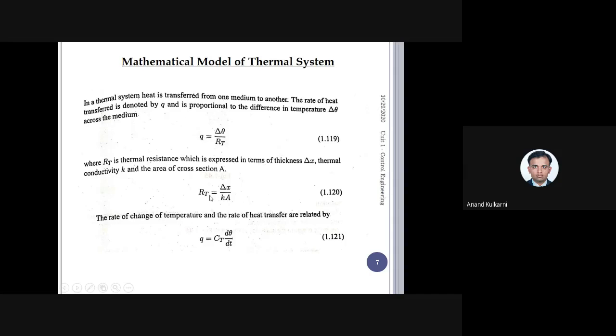Now, what is this resistance? Resistance is delta X, the thickness of the system, divided by K, the thermal conductivity of the material, and A is the area. So if you remember, the rate of heat transfer is equal to the temperature difference across the medium divided by the thermal resistance. Thermal resistance is given by delta X divided by K into A.